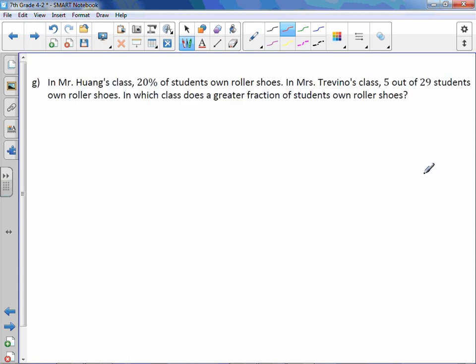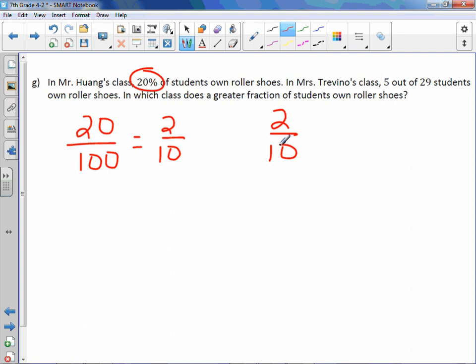In Mr. Huang's class, 20% of students own roller shoes. In Mrs. Trevino's class, 5 out of 29 own roller shoes. In which class does a greater fraction of students own roller shoes? So here we have 20%. Remember, percents are always out of 100. So we have 20 over 100. In fact, I'm going to reduce that by dividing by 10 and get a fraction of 2/10. And what we are doing here is we are comparing the 2/10 to 5 out of 29.